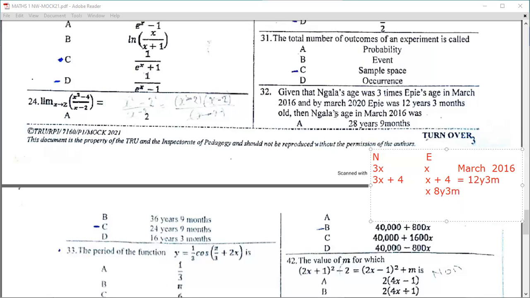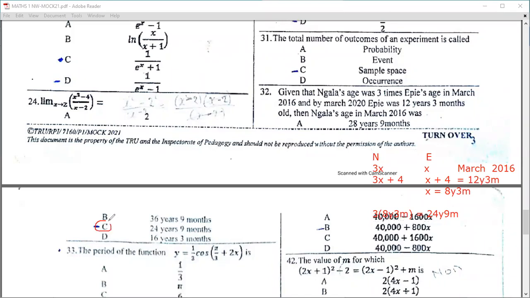So now what would be Ngala's age in March 2016? In March 2016, Ngala's age is 3x. So Ngala's age will now be equal to 3 times 8 years, 3 months, right? So 3 into 8 years, 3 months. And what will this give us? This will give us 24 years, 9 months. So his age is 24 years and 9 months. So we have 24 years and 9 months.